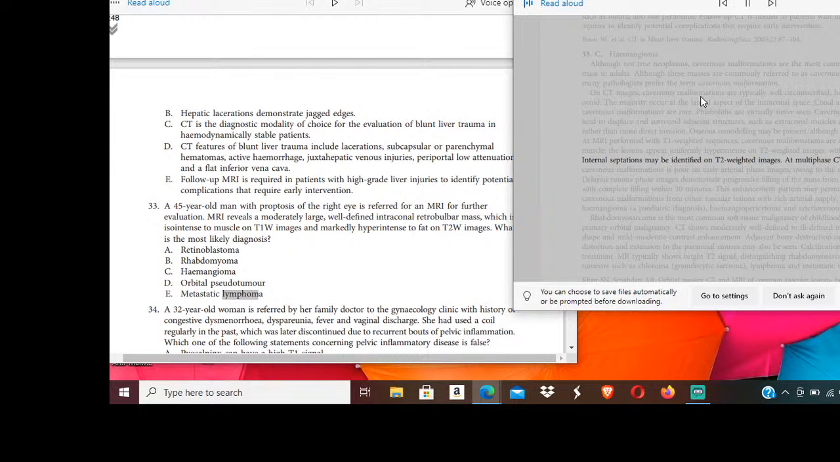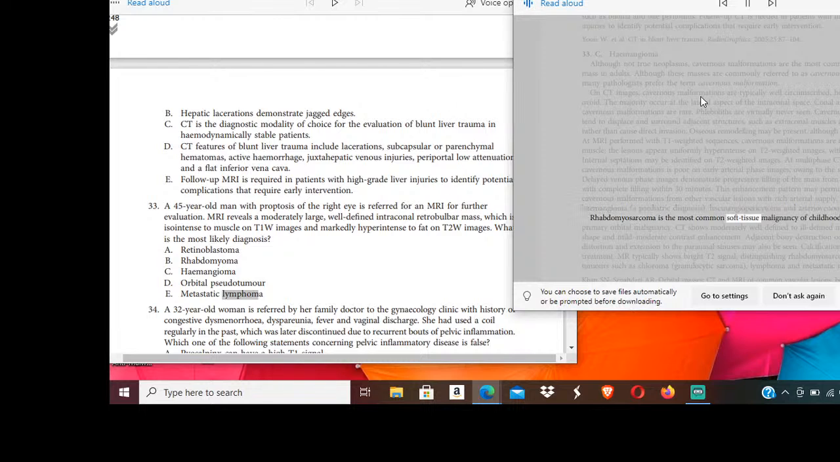At multiphase CT, enhancement of cavernous malformations is poor on early arterial phase images, owing to the scant arterial supply. Delayed venous phase images demonstrate progressive filling of the mass from periphery to center, with complete filling within 30 minutes. This enhancement pattern may permit differentiation of cavernous malformations from other vascular lesions with rich arterial supply, such as capillary hemangioma, a pediatric diagnosis, hemangiopericytoma, and arteriovenous malformations.